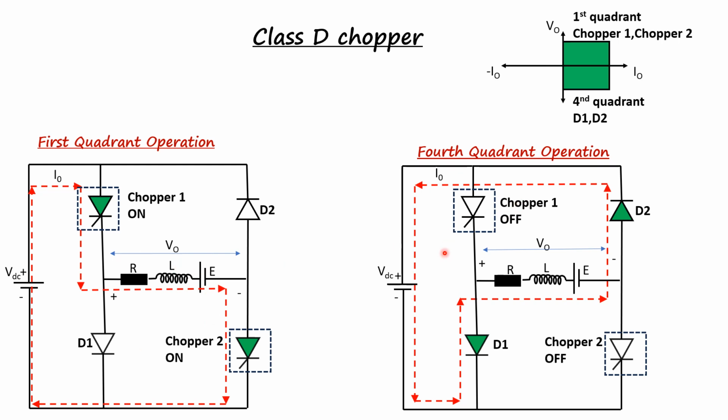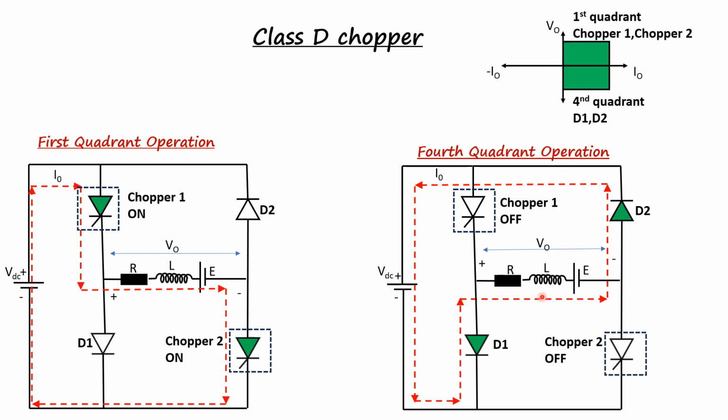Now if you look at the fourth quadrant operation, in the fourth quadrant operation chopper 1 and chopper 2 are off and the load is totally disconnected from the source and the load current stops flowing from the source. But at the same time, the inductive nature of the load does not permit a sudden drop in the load current. So what happens is, a huge amount of voltage is induced in the inductor in the reverse direction. The polarity of the inductor gets reversed and the inductor starts discharging in the reverse direction. So this puts the diodes D1 and D2 in forward bias.